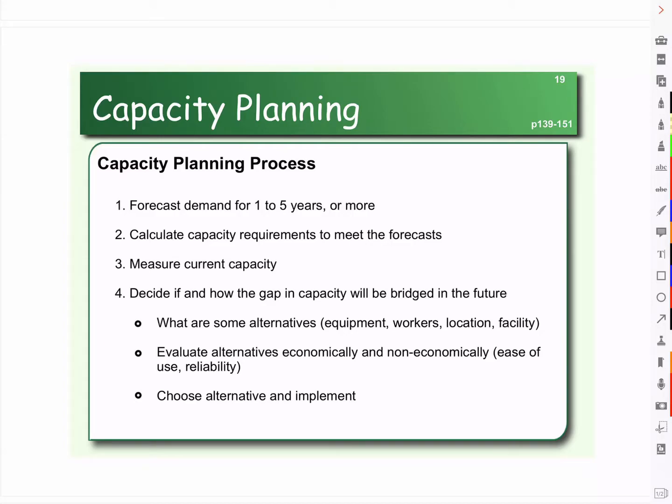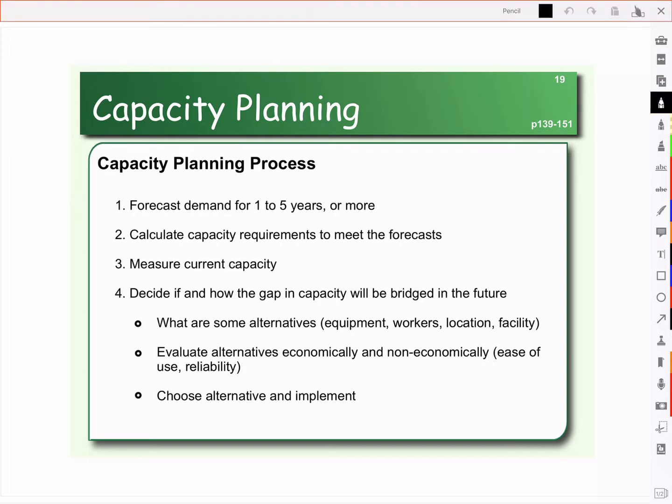In the previous videos, we looked at the capacity planning process. So we talked about how we would need to forecast demand, and then we turn that forecasted demand into a capacity requirement. We then measured where we currently stand, and then we need to decide how we're going to bridge that gap. And so in previous videos, we looked at some of the considerations we need to make when we're looking at bridging that gap.